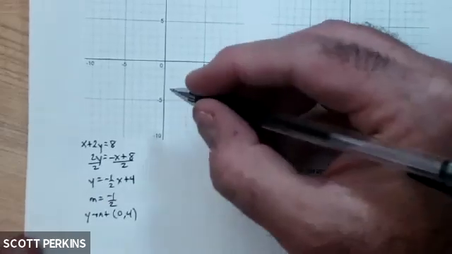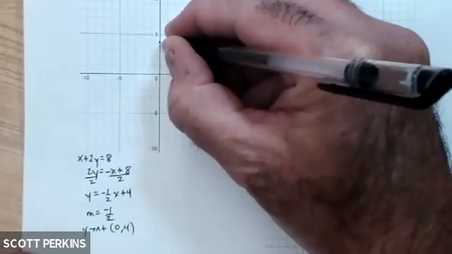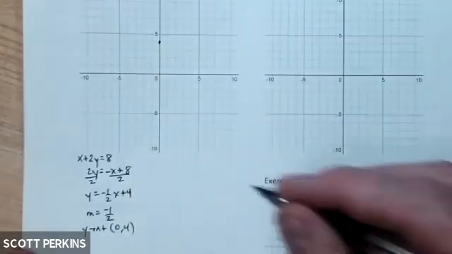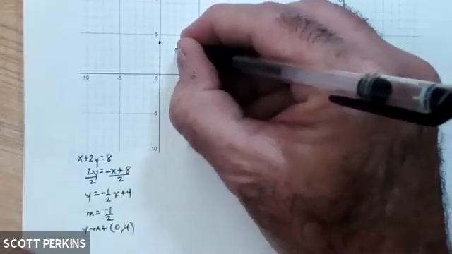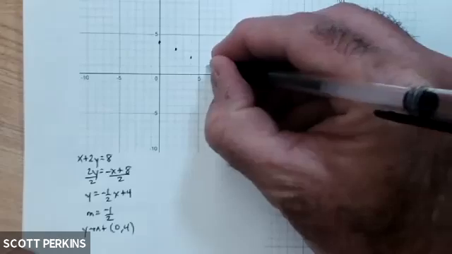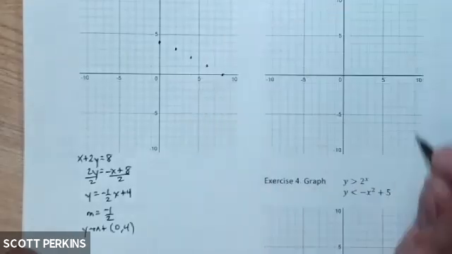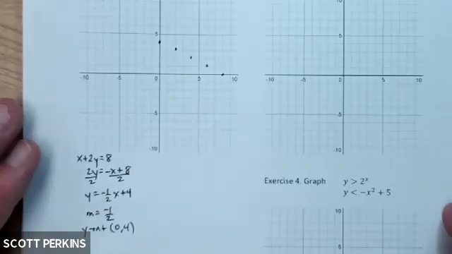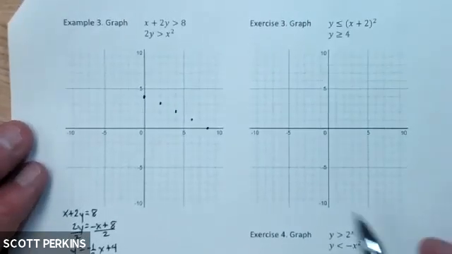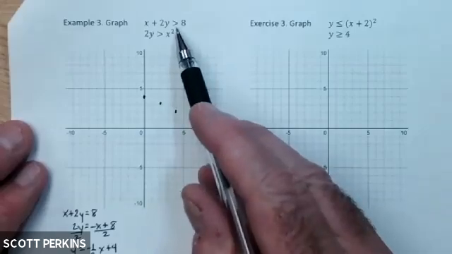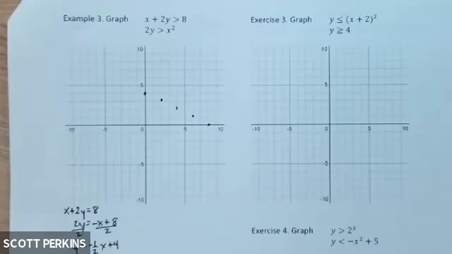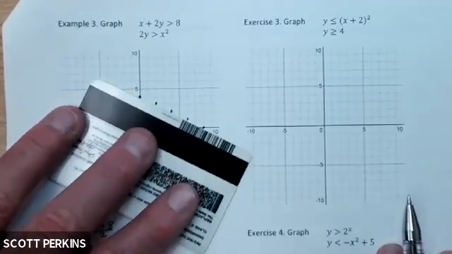So 0, 4 is the y-intercept. I'm going to make a dot there, and then negative 1 over 2 is down 1, right 2, down 1, right 2, down 1, right 2. One more time, down 1, right 2. Since my original inequality had a strictly greater than, I'm going to connect the dots with a dotted line. So here goes, dotted line.